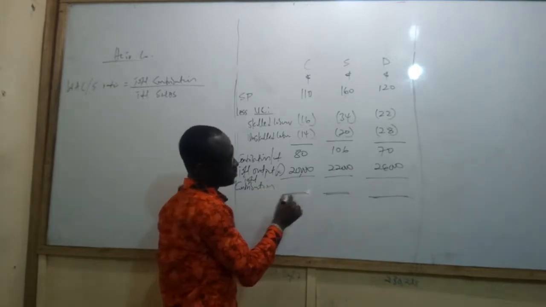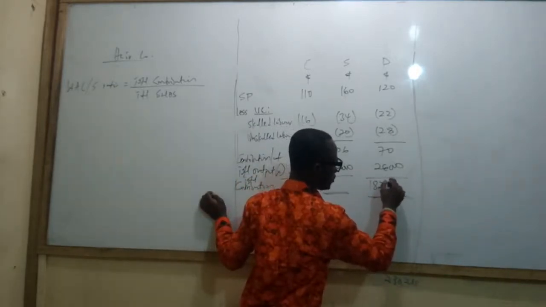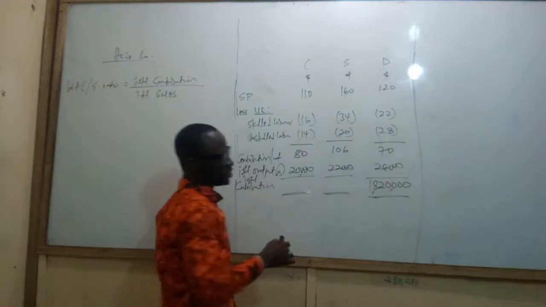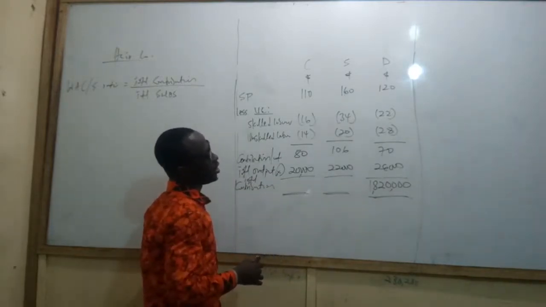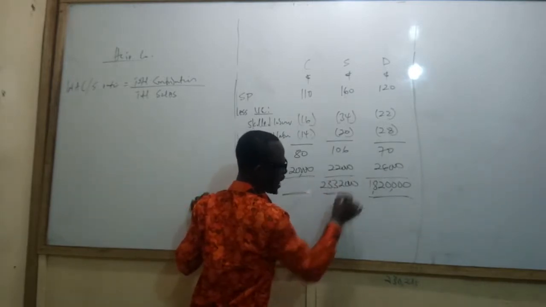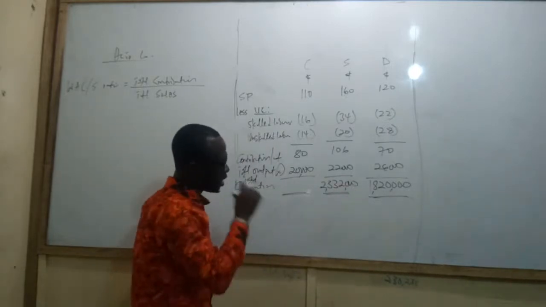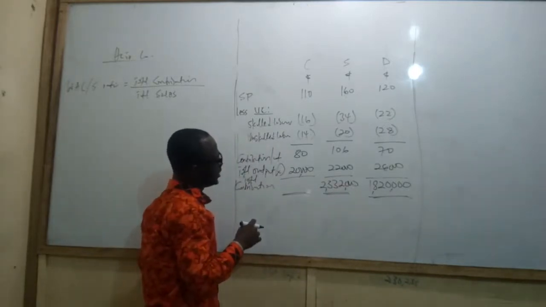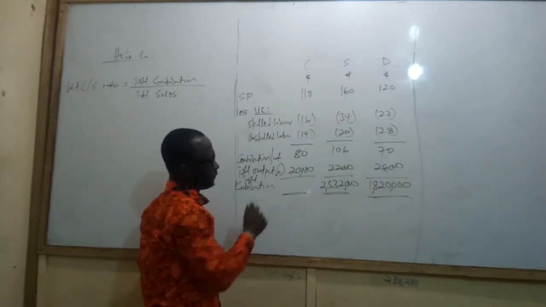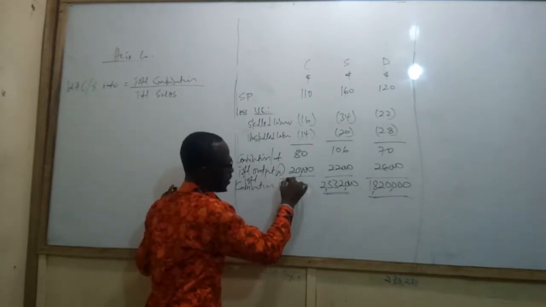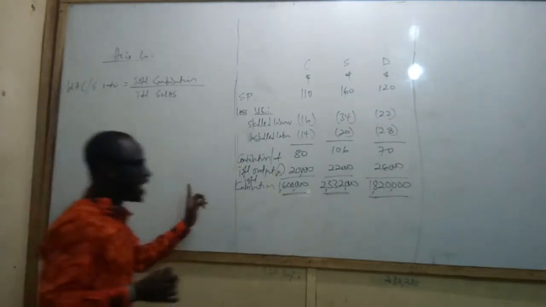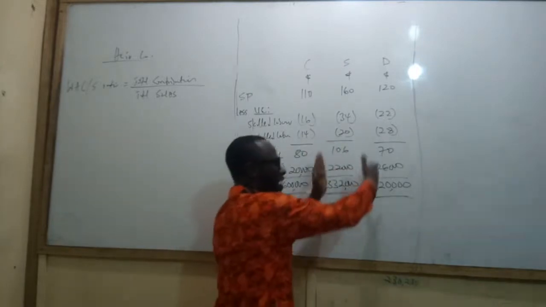For D, I'm getting 1,820,000. For S, 2,332,000. For C, 1,600,000. Now that is the total contribution for each of them.